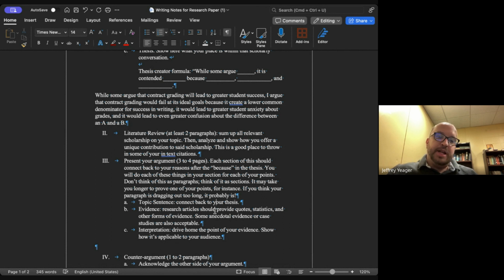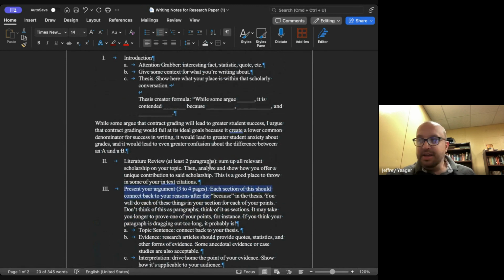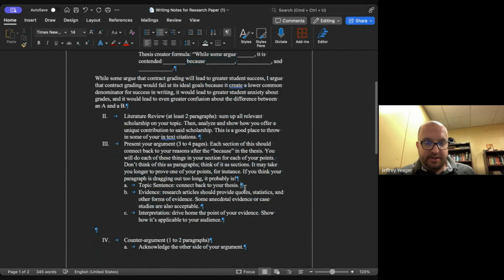But after this part, this is where the main part of your argument is going to be written, and this will go longer than 1 or 2 paragraphs. This is the meat of your paper. Of your 7 pages or so, at least 50% of it is written here, and that's when you present your argument. So whatever my first reason was up here after the thesis, I will start with that reason in my argument. So my thesis about contract grading, it will create a lower common denominator for success in writing. So I would start that part by just repeating that point.